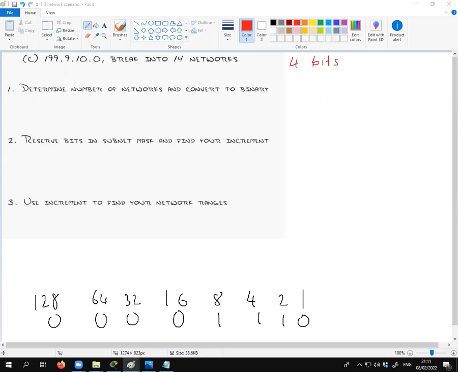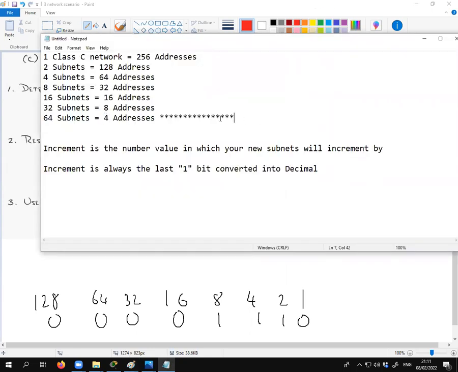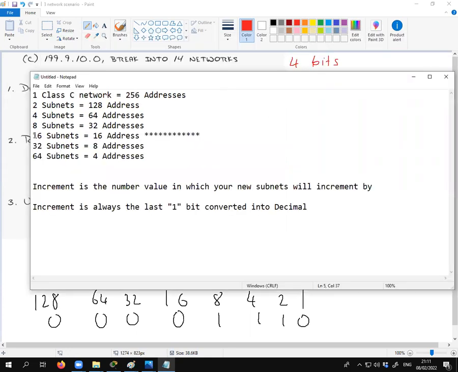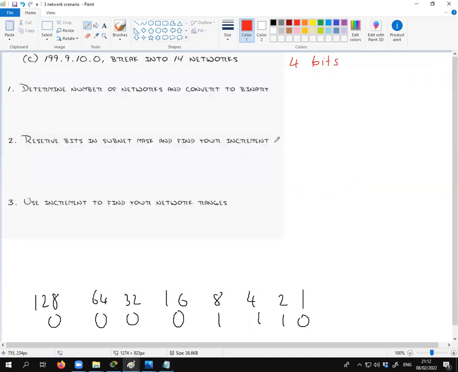Right. So where do we need to get? We need to go as far as 16 subnets, 16 addresses, yeah? Because look, you're looking for 14 networks. 1 doesn't cut it, 2 doesn't cut it, 4 doesn't cut it, 8 doesn't cut it, 16 does here. So 4 bits. So we know it takes 4 bits to make our 14 networks.